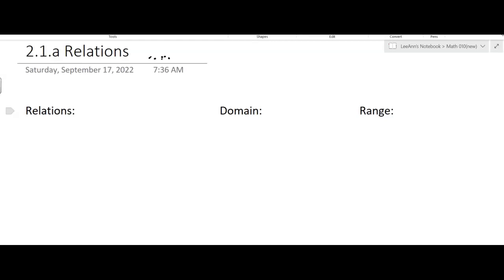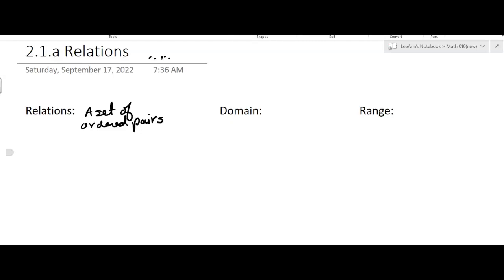So in this section, we're going to start by talking about relations. And a relation is a really simple definition. It's just a set of ordered pairs. Now, we talked about ordered pairs when we talked about graphing, things like that. So if we have a set of ordered pairs, it's a relation.